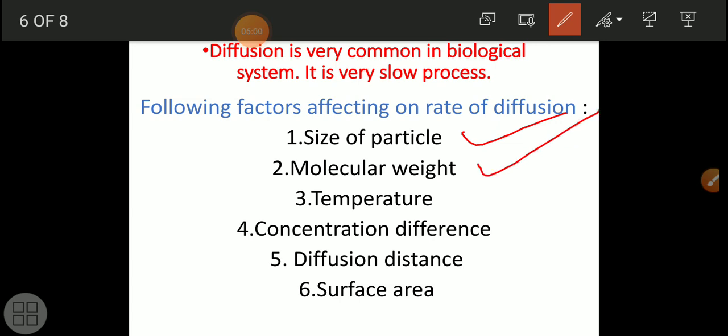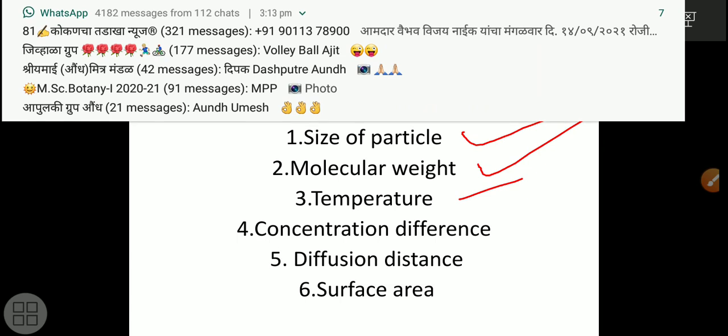Molecular weight: the higher the molecular weight, the lower the rate of diffusion. In case of temperature, as temperature increases, definitely the rate of diffusion increases. If temperature decreases, definitely the rate of diffusion decreases. We can experience this.